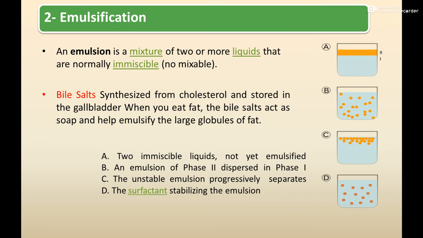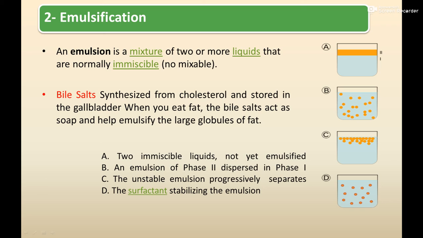As we know, an emulsion is a mixture of two or more liquids that are normally immiscible, which are not mixable. For example, the bile salts, which are synthesized from cholesterol and stored in the gallbladder. When you eat fats, the bile salts act as a soap and help emulsify the large globules of the fats. Two immiscible liquids not yet emulsified, an emulsion of phase 2 dispersed in phase 1, while the unstable emulsion progressively separates and the surfactant stabilizes the emulsion.